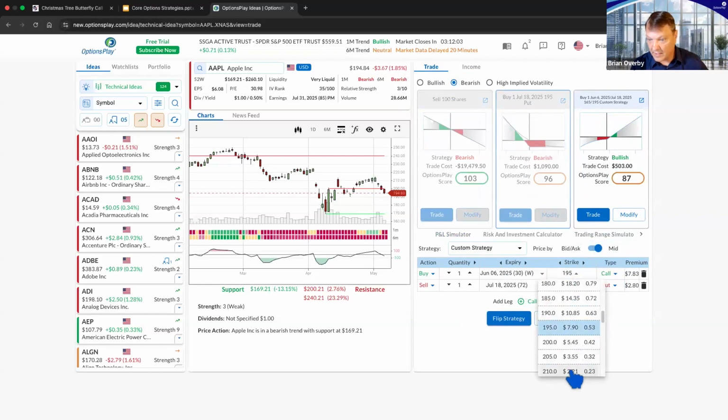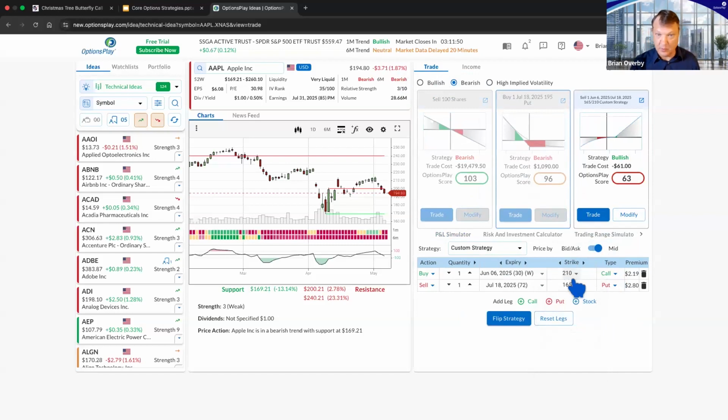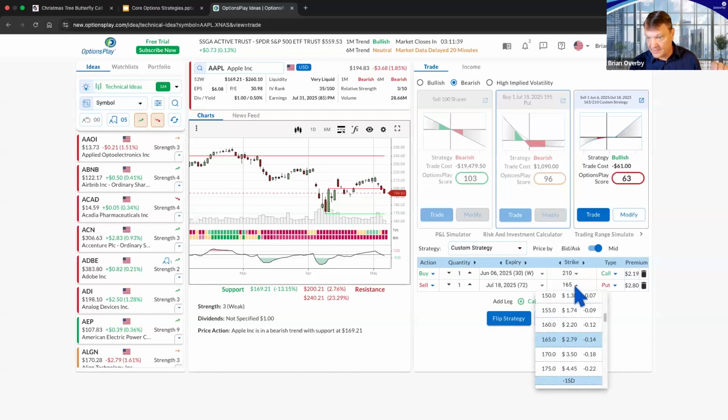We were looking at, I think, the 215. No, let's do the 210. So from here, that's 15 points. That's a solid move to the upside, a solid raw rate of return. And then on the downside, we will buy something a little closer. Same expiration.